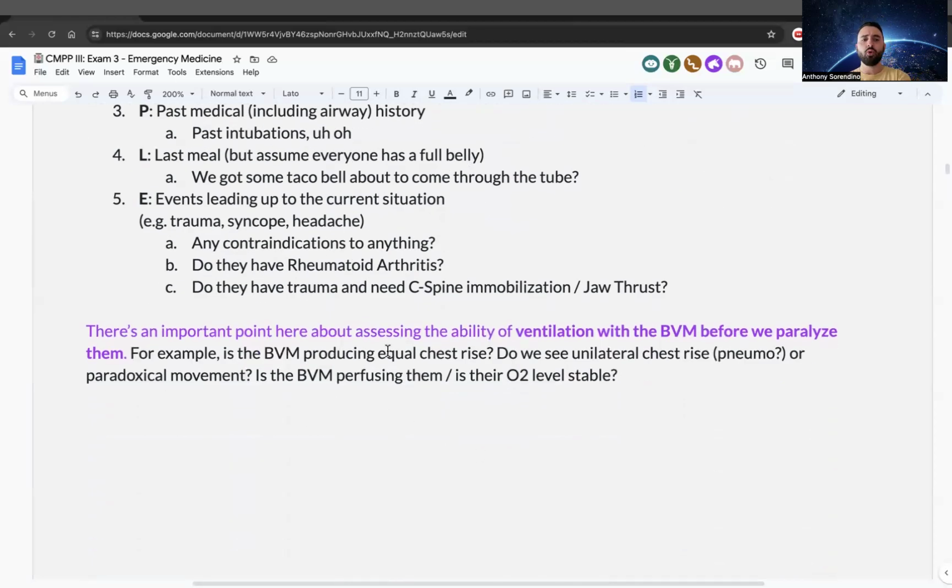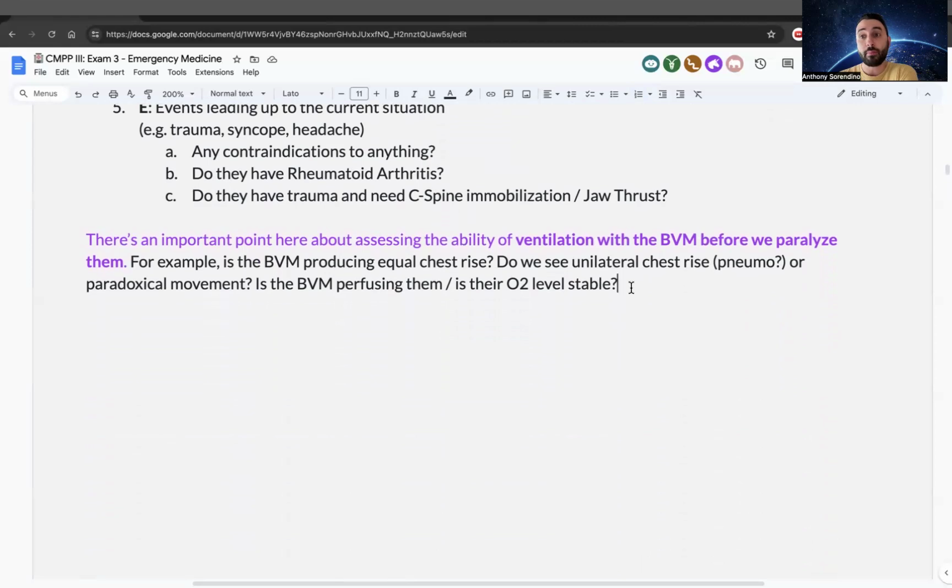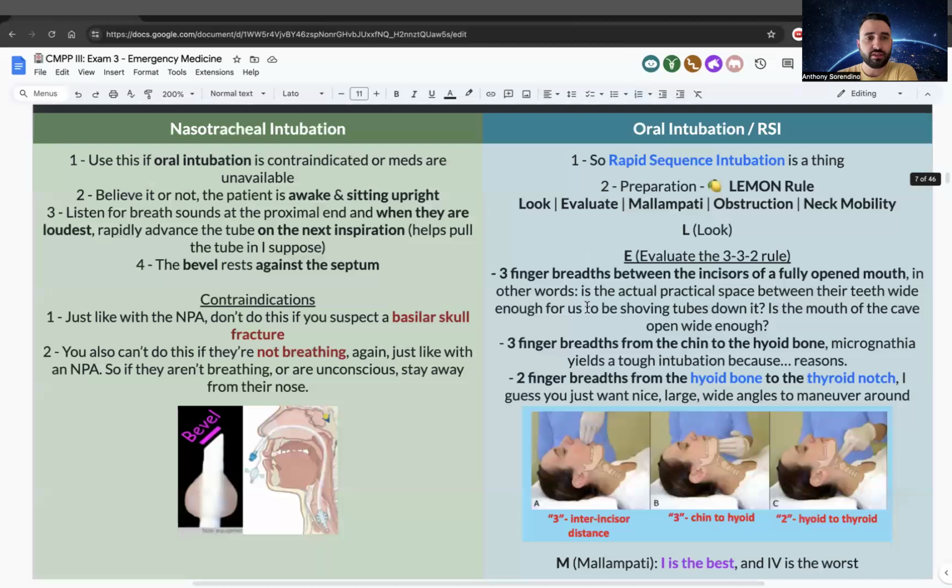Yeah, this I thought was cool: you can assess the ability of ventilation with the BVM before you paralyze and intubate them. So you want to see, do you have equal chest rise? Is there some type of paradoxical movement? Is there something else going on? You have the BVM, they're not paralyzed, they're still there. Before you give them any med, see what kind of response you get. So I think that was kind of an interesting thing.